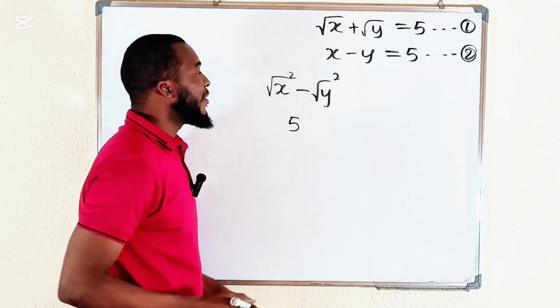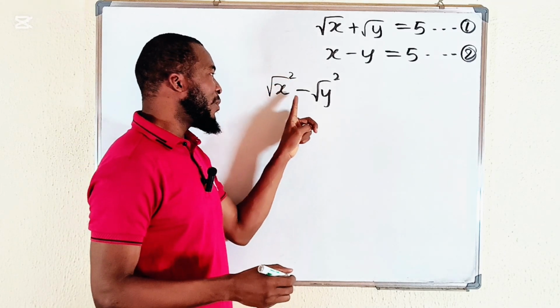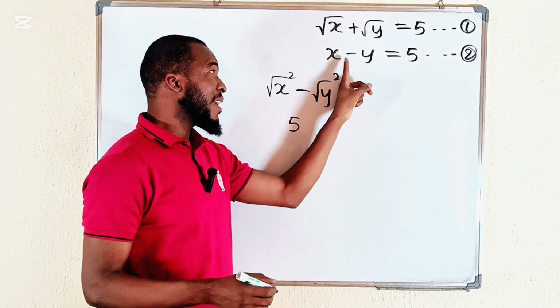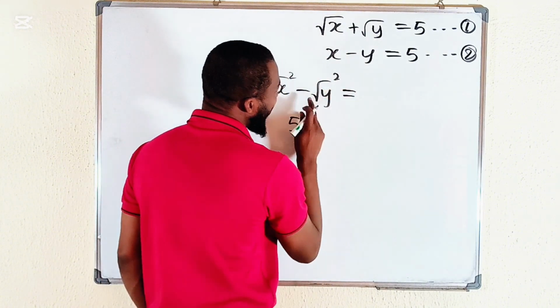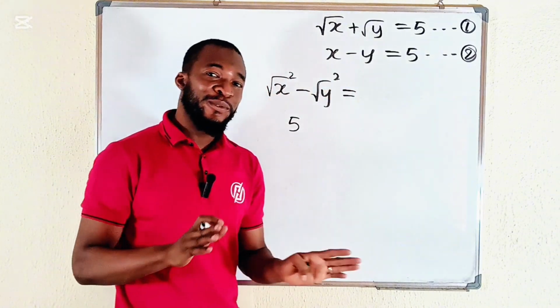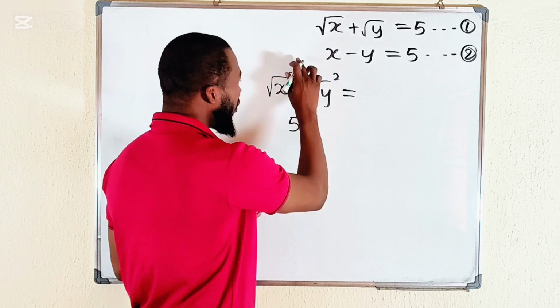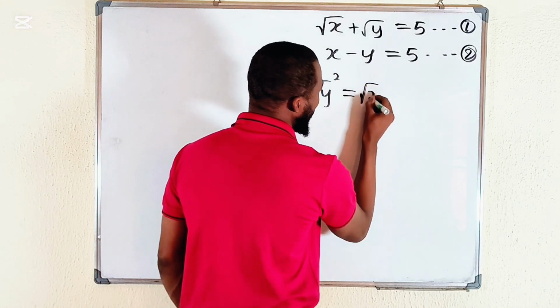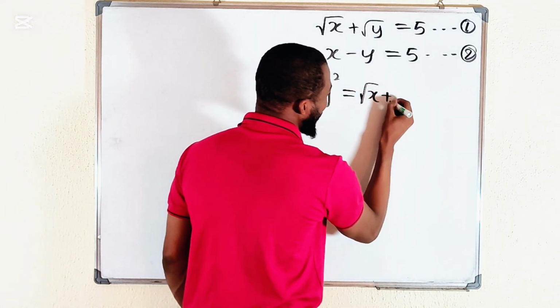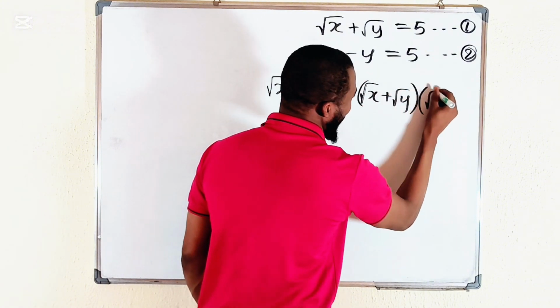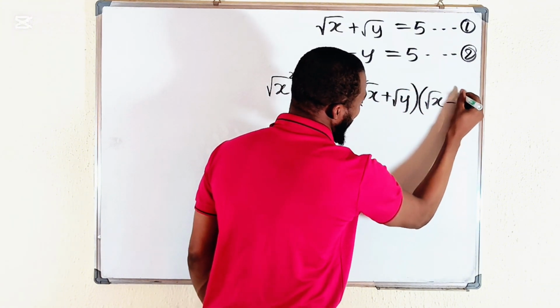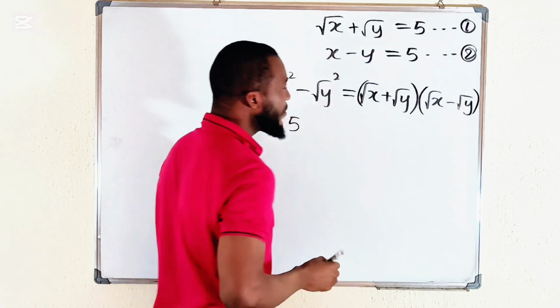It will remain equal to 5 because square root of x squared minus square root of y squared is the same thing as x minus y, which is equal to 5. But how do we factorize this? This is a difference of two squares. You take the first term without power, you add the second one without power, then you multiply the first one minus the second one.